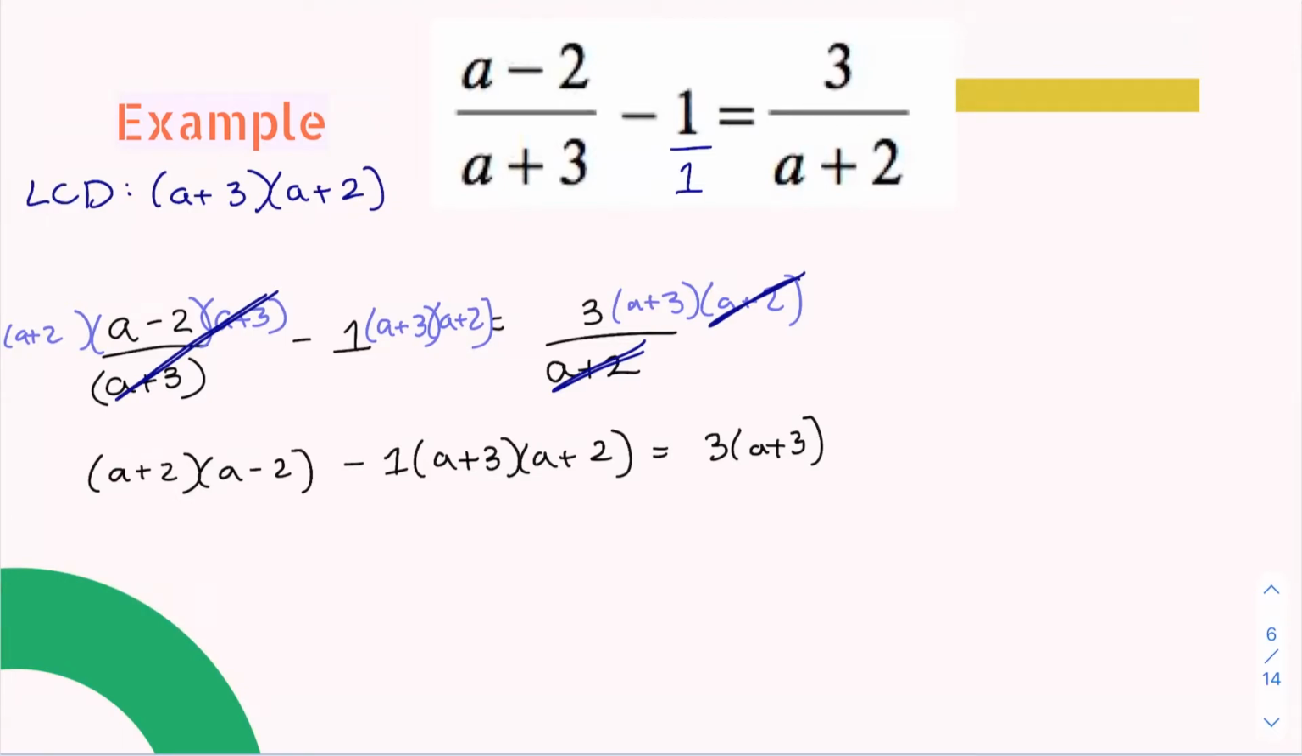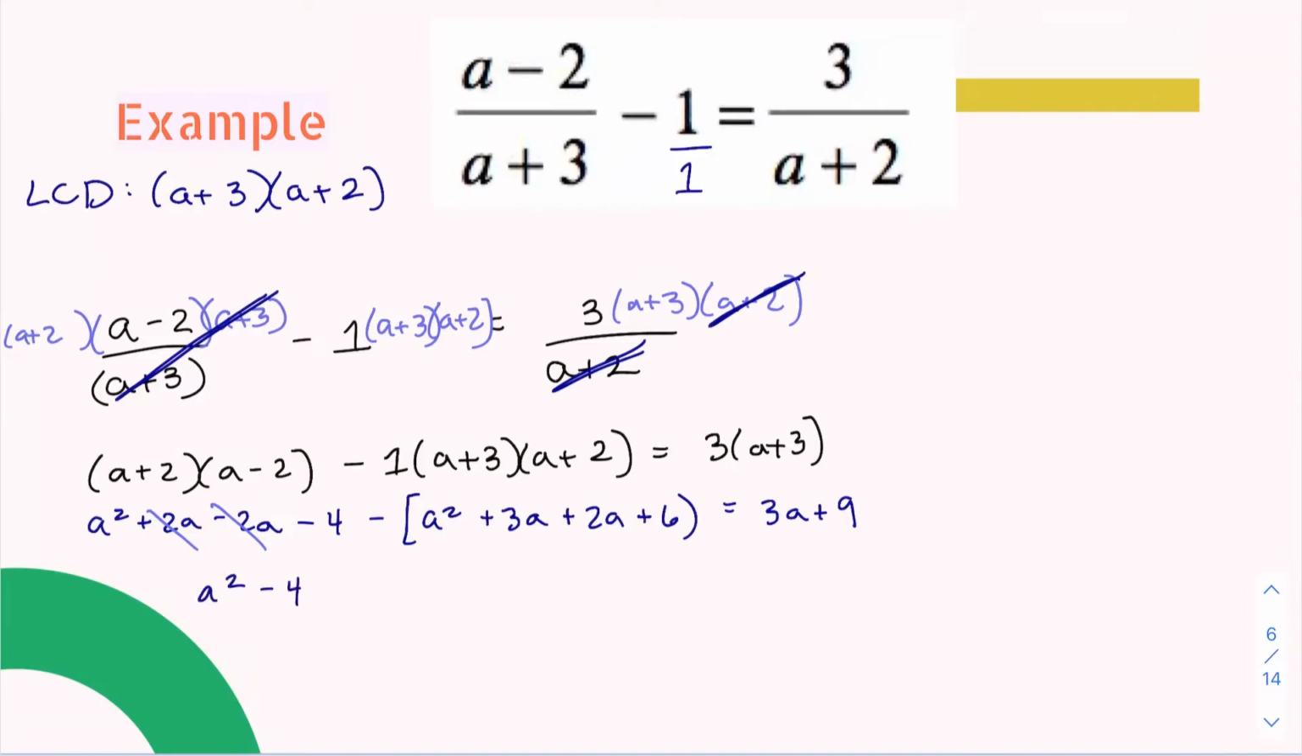So I'm going to take each of these and FOIL them. So a squared plus 2a minus 2a minus 4. Then minus, right, we're subtracting the whole thing, so I'm going to put brackets here. A times a is a squared, 3 times a is 3a, times 2 is 2a, 3 times 2 is 6, and then 3a plus 9, right, just distribute that 3 in. Combine like terms, we can see these will cancel.